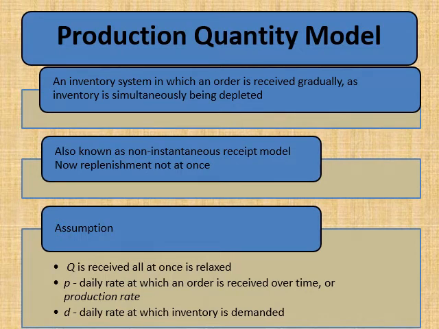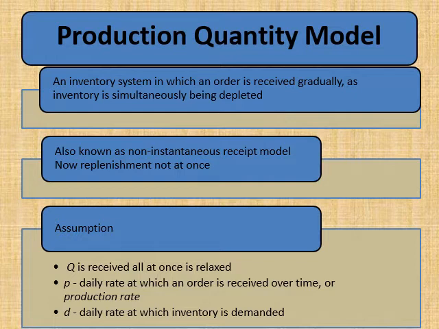So for an inventory system, different items are kept in some kind of order. In this model, we will discuss the production quantity model.